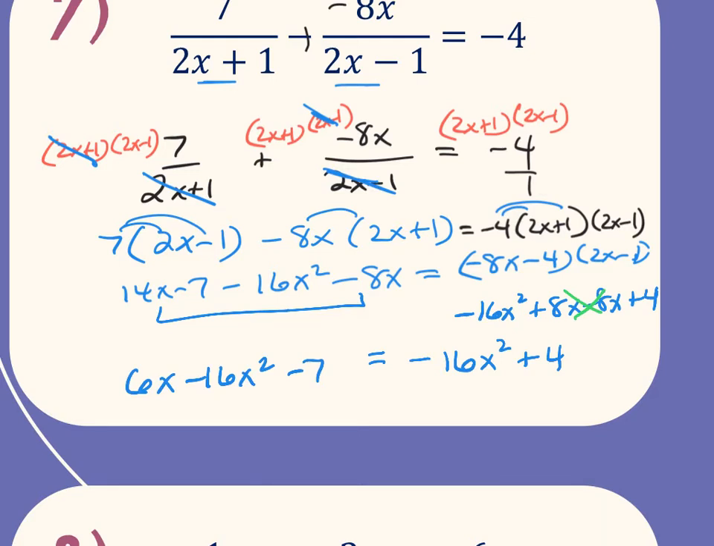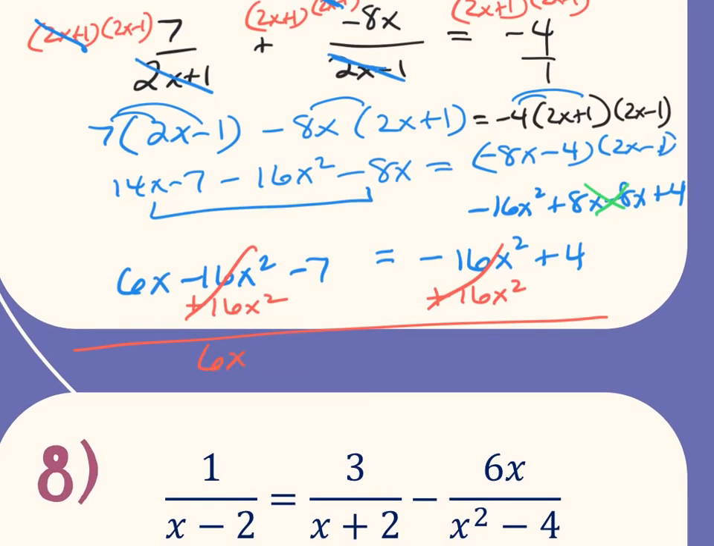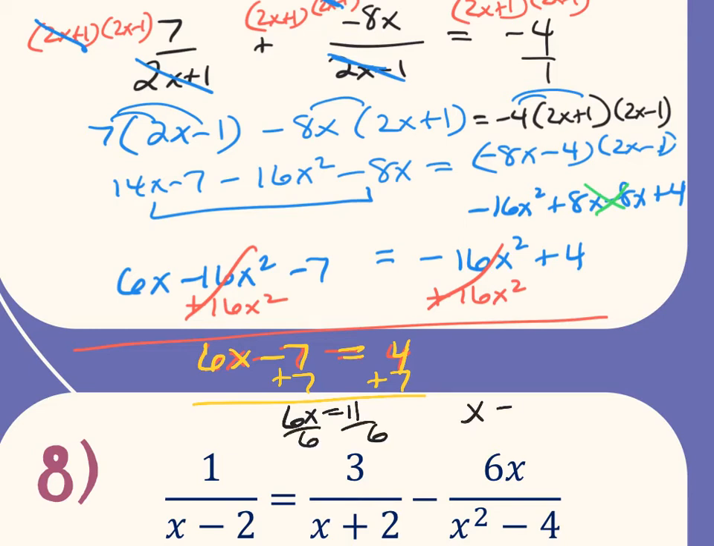Okay. So now I have to start grouping my like terms. I can add a 16x squared to both sides. It's gone from here. And now I get 6x minus 7 equals 4. I know that's kind of hard to see. 6x minus 7 equals 4. Add the 7. 6x equals 11. Divide by 6. And x equals 11 over 6.